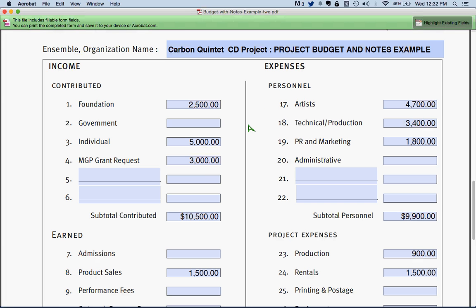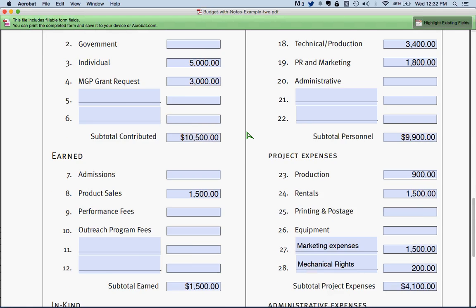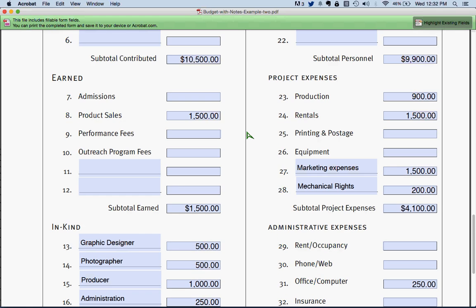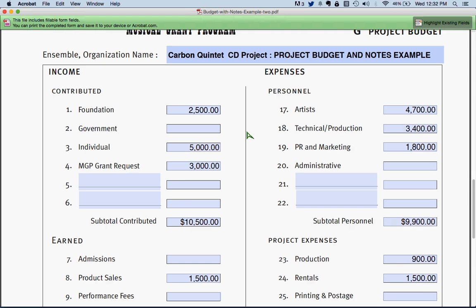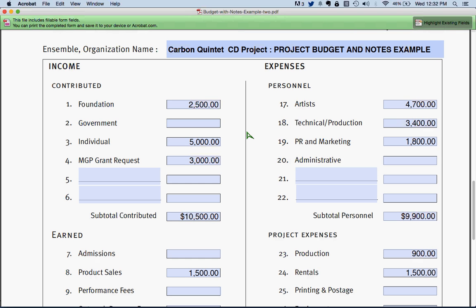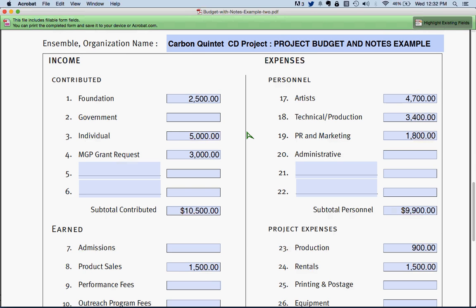So now we're looking at the document titled Budget with Notes Example 2, and I am going to scroll down. Here we are. We're in the right spot. So again, we're looking at the Carbon Quintet, and they're doing a CD project. As we start looking through this budget, the income that they're projecting is a little more substantial, and the expenses are also more substantial because it's got some more moving parts to it.